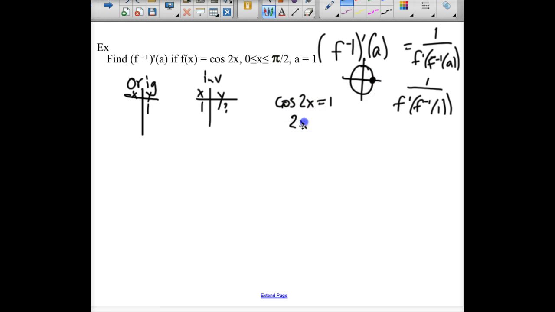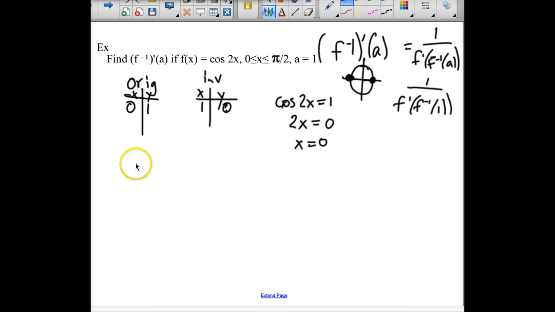So 2x will equal 0 because the inverse cosine of 1 is 0 and the inverse cosine of cosine is 2x. Divide both sides by 2. X is 0. And also, this would be pi. That would be -1, so we don't want that. So just check in all the other places. All right, so then that's a 0, and that's a 0.